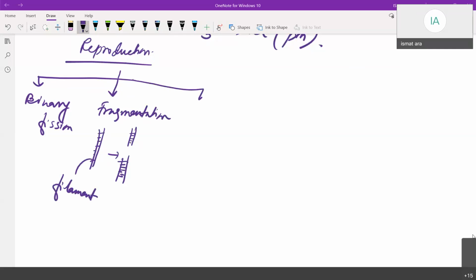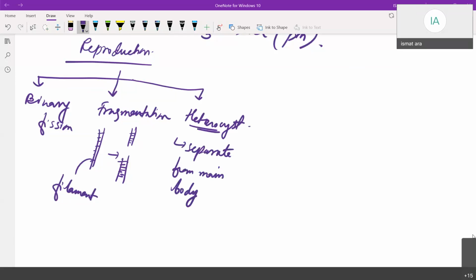Third category of reproduction is heterocyst. Just now I have shown you in the diagram. This heterocyst will separate from the main body, and when it gets favorable condition, it will germinate. And after germination, a new structure will form.